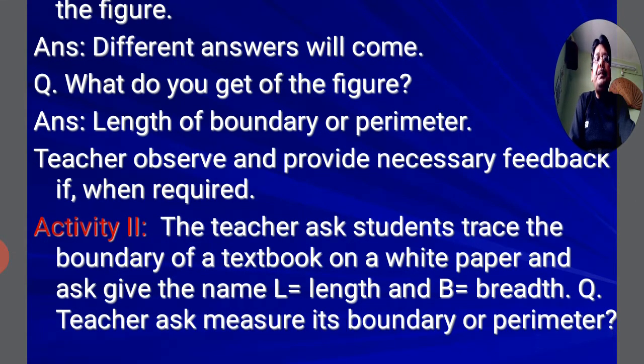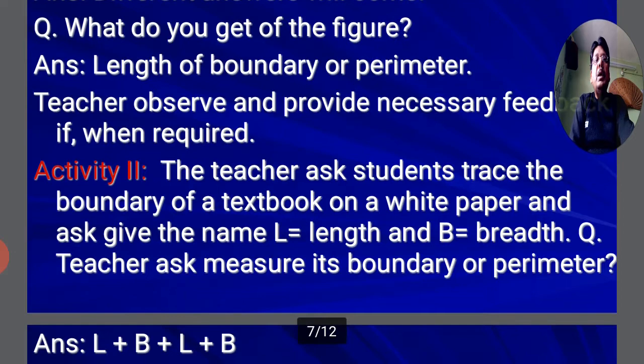Now activity 2: the teacher asks students to trace the boundary of the textbook on white paper or chart paper. Give the names L equal to length and B equal to breadth, and ask questions.